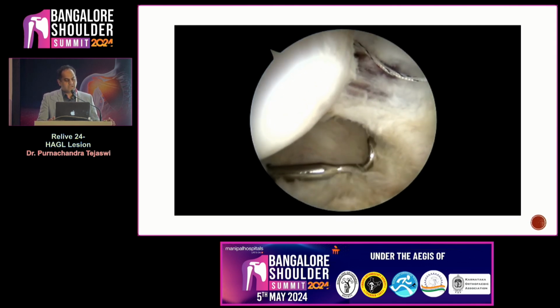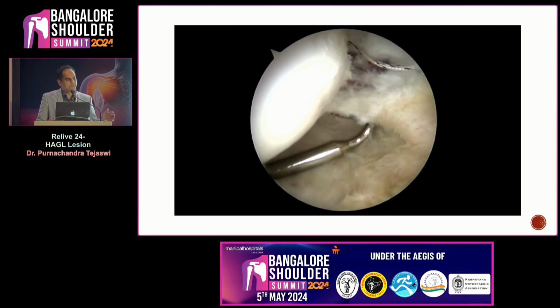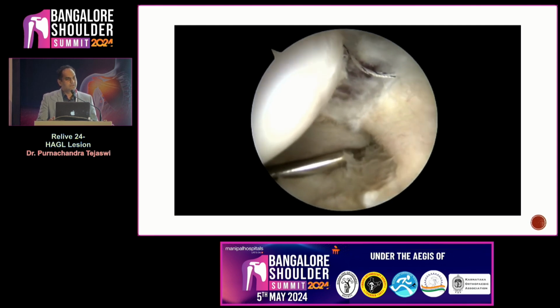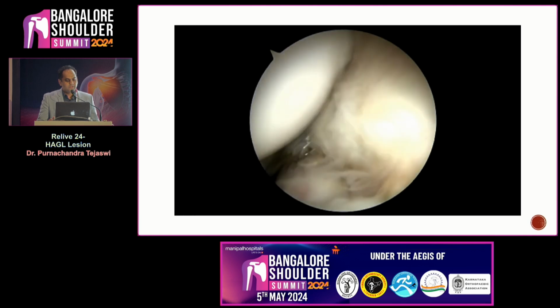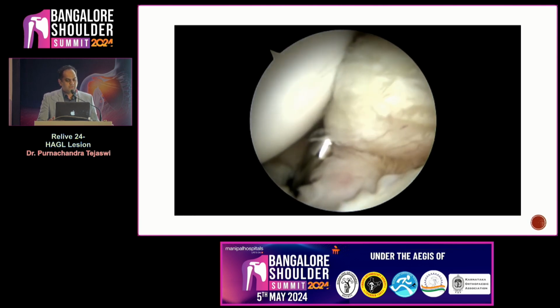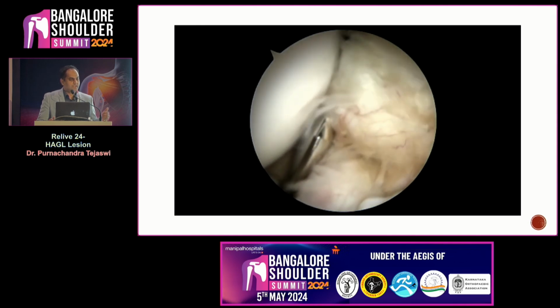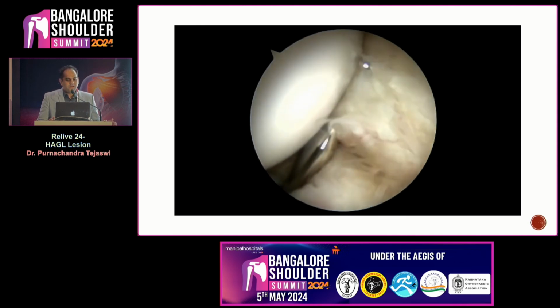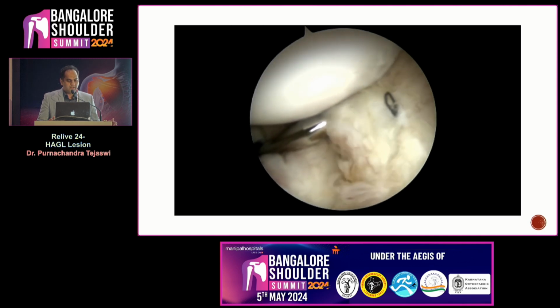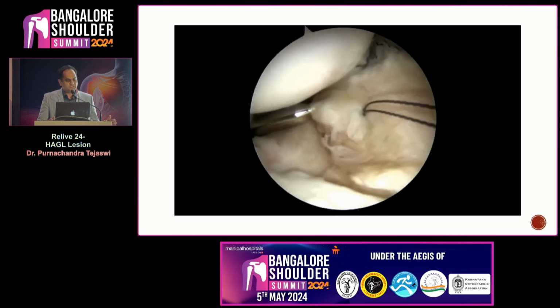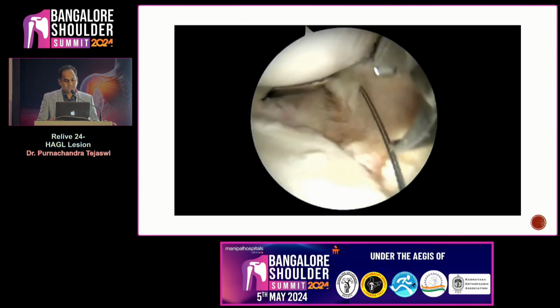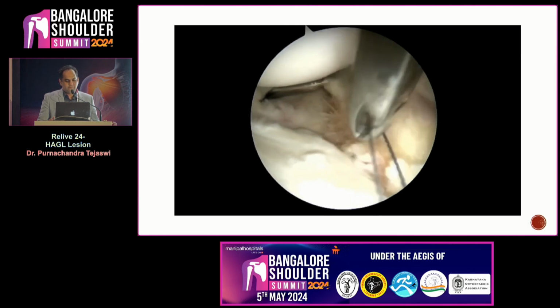Once that is done, remember this is a left shoulder. I'm coming from posterior. This is a right curved, right angle, 90-degree lasso. Take a bite into the IGHL, and make sure that we take a robust bite. Once that is done, with the usual technique that we do for labral repair, suture the lasso onto the anterior portal. So this is an opposite curve lasso for the left shoulder, that is a 90-degree right-sided curve.